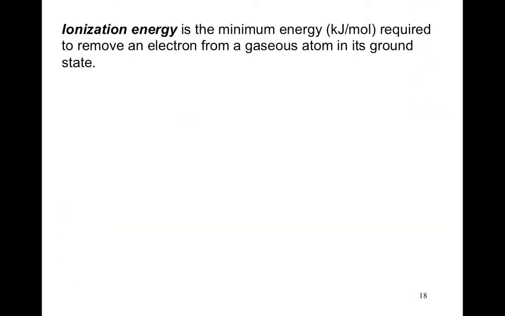So let's talk ionization energy. We just talked cations and anions, so why not? Ionization energy is the energy required to remove an electron from a gaseous atom in its ground state. To simplify it, how much energy does it take to pull an electron away? The answer depends on the atom.